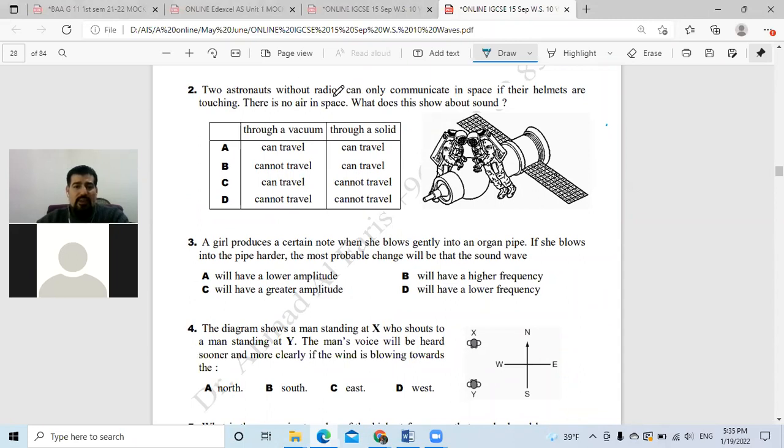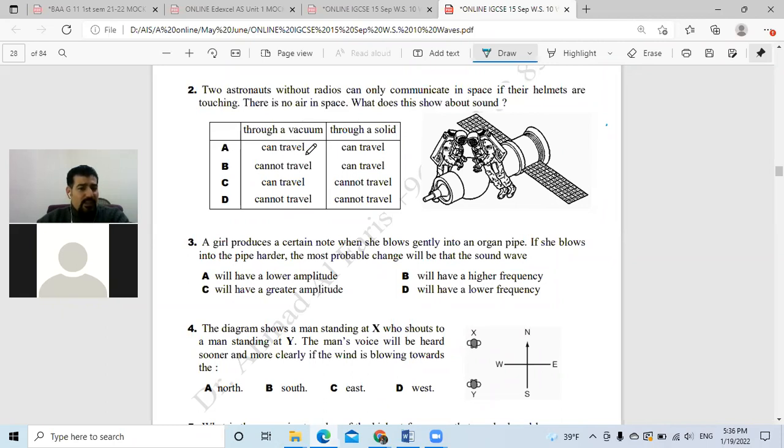Question number 2: two astronauts with radios can only communicate in space if their helmets are touching. There is no air in space. What does this show about sound? Sound can't travel through vacuum, it travels through solids.